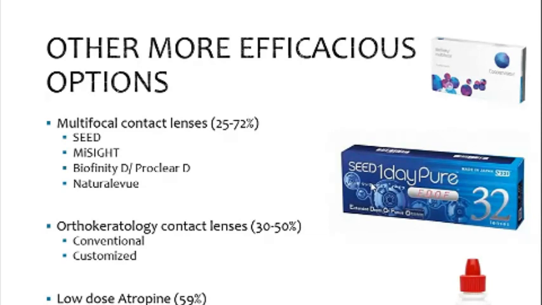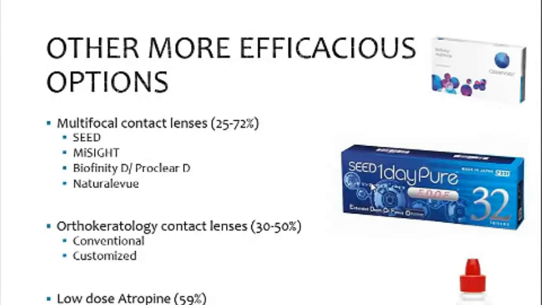The MySight lens, this is from CooperVision, is actually a daily disposable lens, just like the SEED lens. It's also a center distance multifocal lens. So what that means is clear vision at the central portion with an add around it.